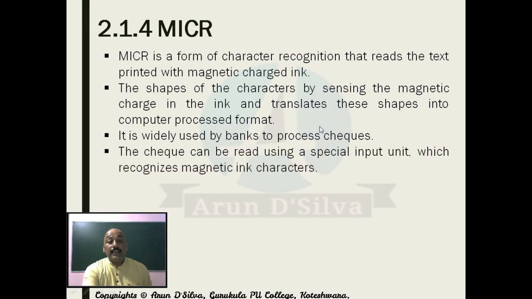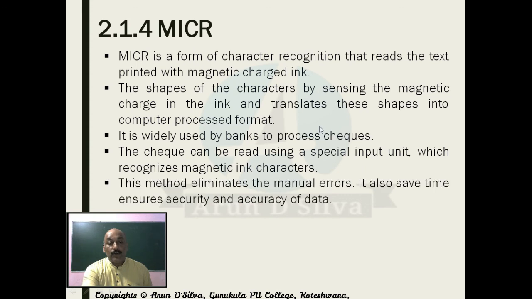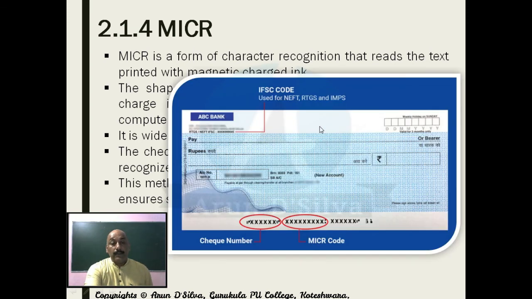The check can be read using a special input unit which recognizes the magnetic ink characters. So this method eliminates manual errors. For that purpose, they use magnetic ink on the check so that you get accurate data, as well as security. Now this is the way a check will be. On the check, down here, there is a value which has this code, the check number. Very next to the check number, the MICR code will be there.